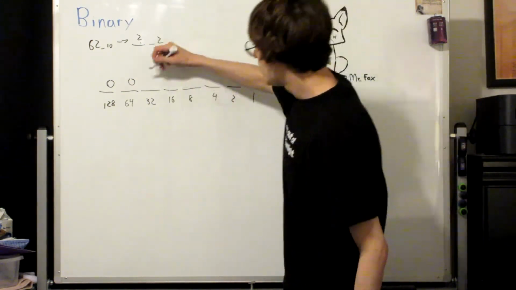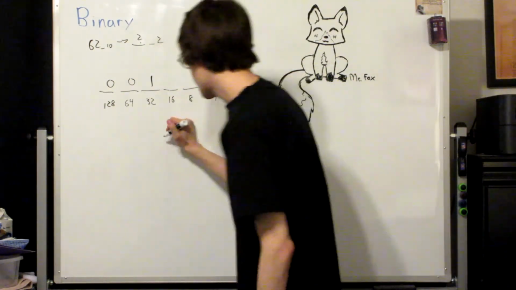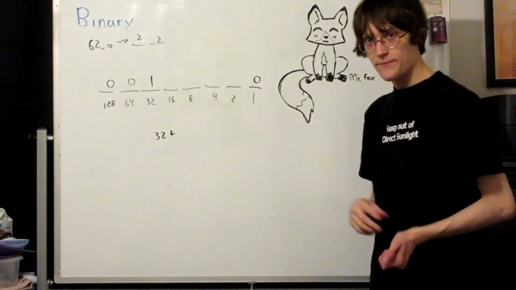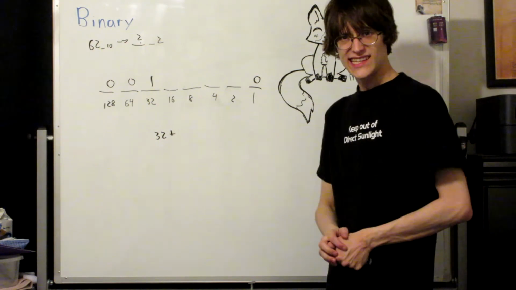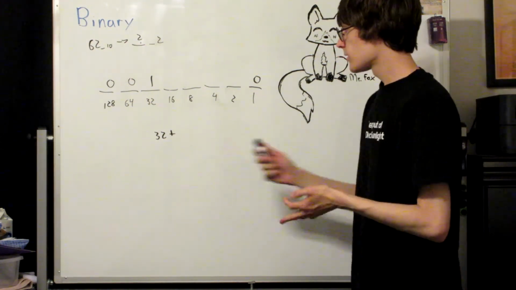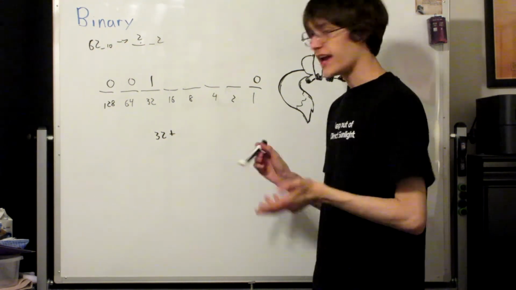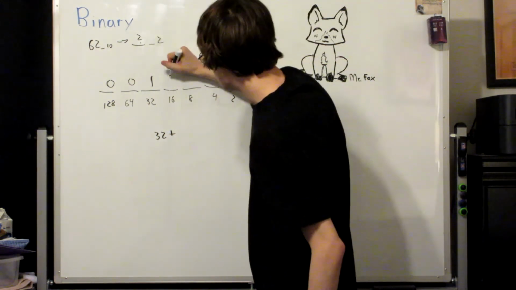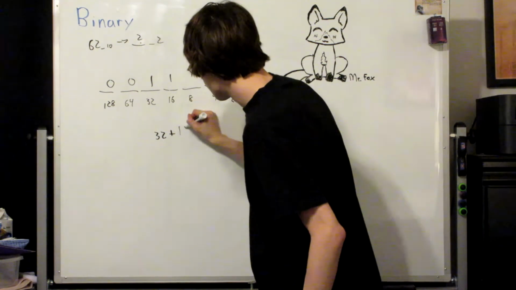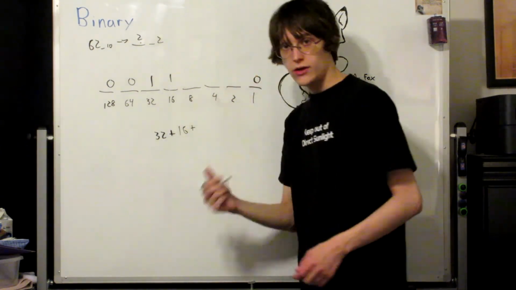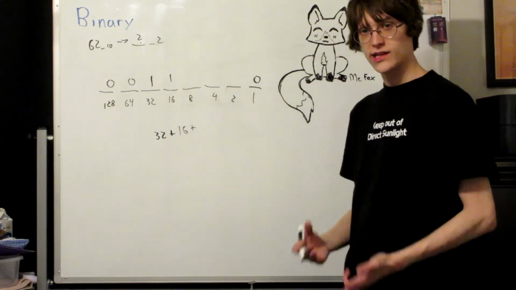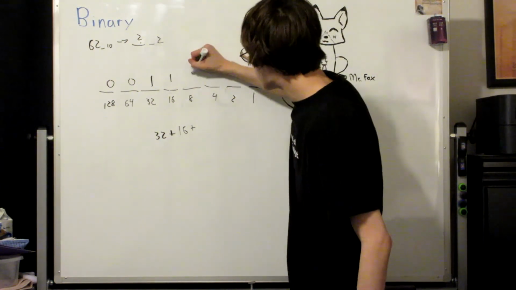So we know we're going to need a 32. So now we have 32. What happens if we add 16 to that? If we add 16 to 32, we get 48. 48 is not bigger than 62, so we want 16. So now we add the 16. If we add 8 to 48, we get 56. 56 is not bigger than 62, so we take this as well.